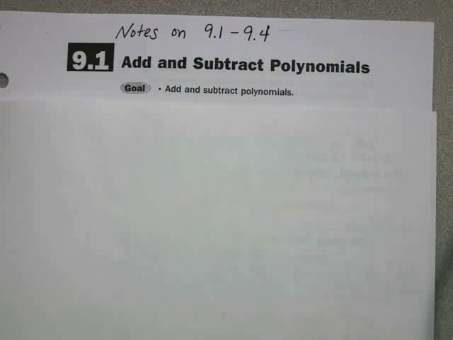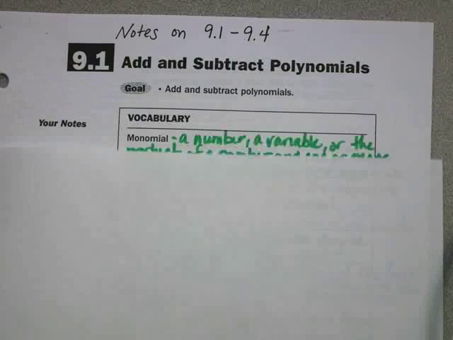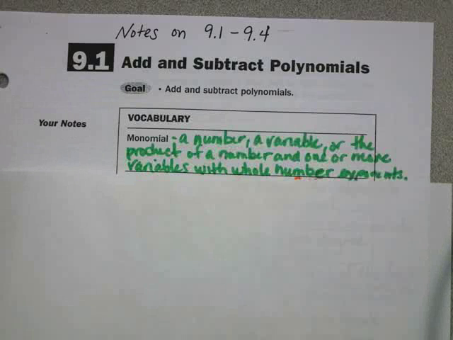There's a lot of vocab, as you can see at the beginning part of this chapter in 9.1, and that's because we need to understand all of these terms because we're going to be using them every day from now on. So the first definition we have here, and you'll need to be pausing because I probably won't go slow enough for you to write it all down and listen at the same time. A monomial, so practice saying that, monomial. It's a number, a variable, or the product of a number and one or more variables with whole number exponents.